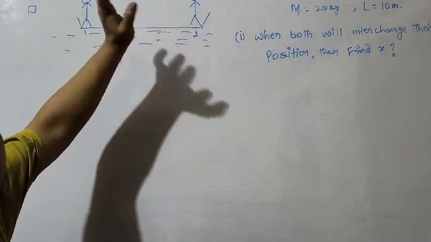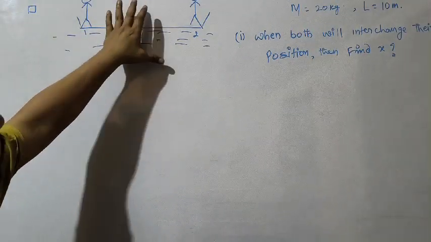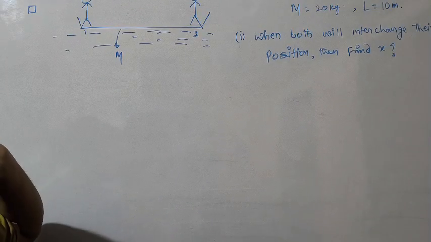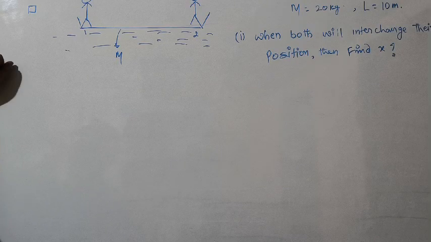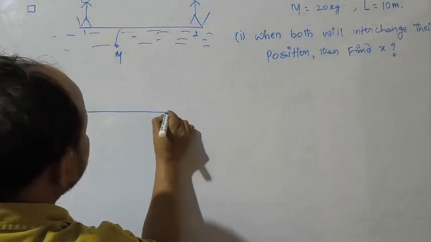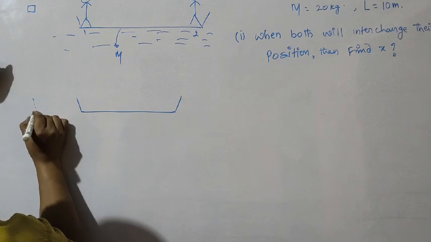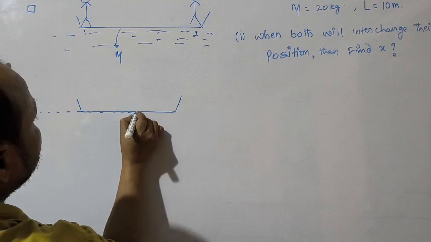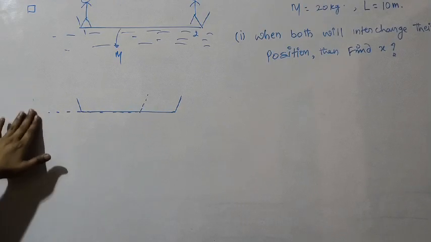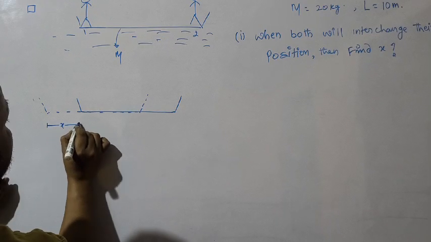Is any external force there? I think no, so net force is 0. Initially the system is at rest, so the center of mass will be at rest, that is VCM is equal to 0. Now let's shift the boat in the x direction. Let's say the boat has shifted here by x distance. Say this distance is x.